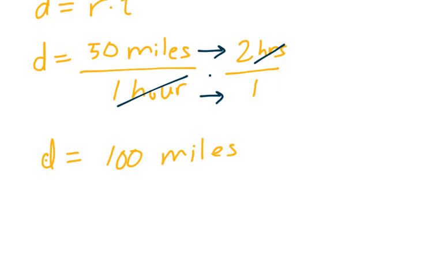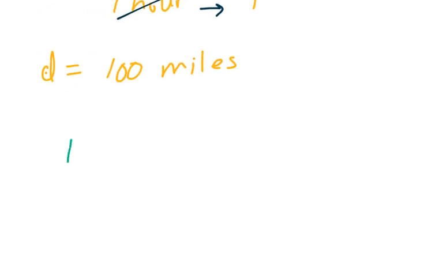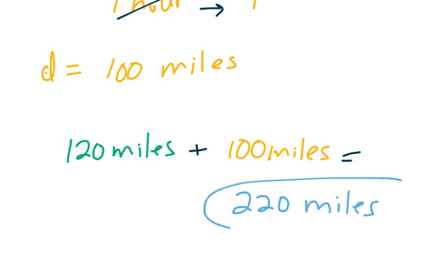So I'm not done yet. To find the total amount of the trip, I need to add the two quantities. So I have 120 miles, that's from the first part of her trip, plus 100 miles from the second part of her trip, and this gives her a total of 220 miles for the length of the entire trip.